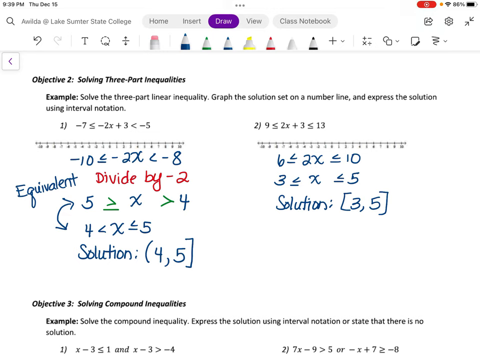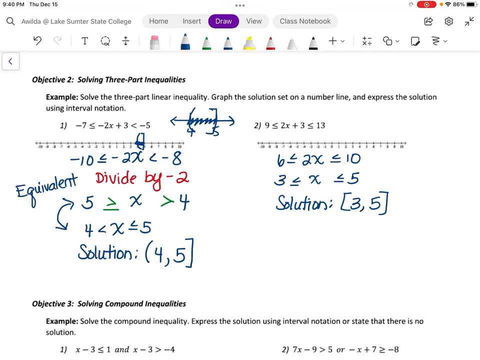I failed to graph the solution set for number 1, so let's catch up and graph both of these solution sets. For number 1, the lower limit was 4, but 4 was not included, so I'll use an open parenthesis there. 5 was the upper limit, and 5 was included, so I'll use a square bracket there. Boy, this is small and hard to read, but it'll look something like this. Let me replicate this a little bit larger. So here's 4, here's 5, open parenthesis, close bracket, and then shading in between.